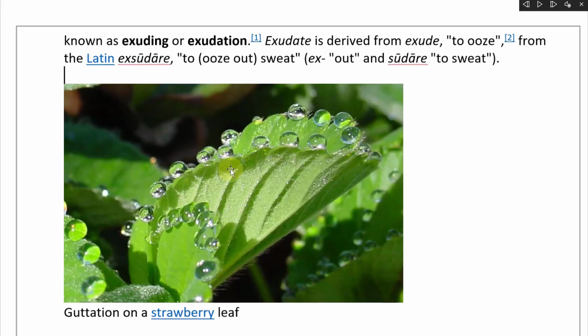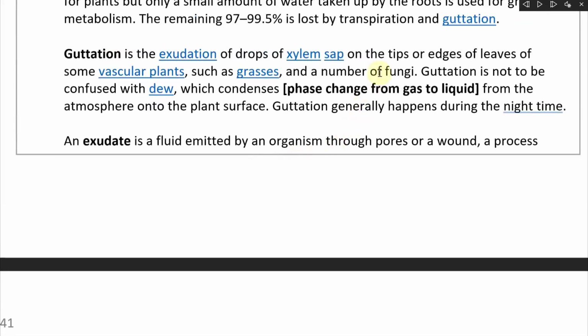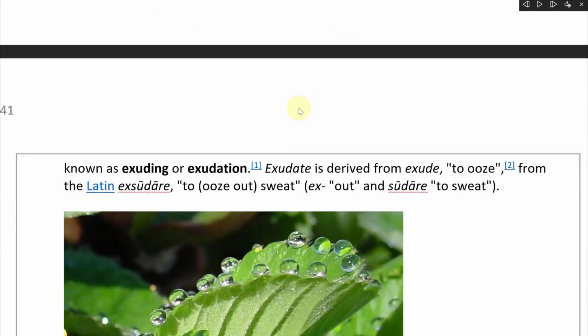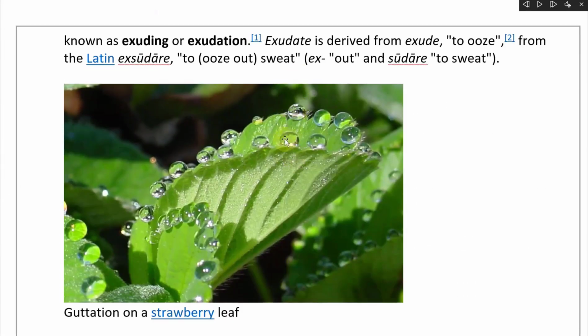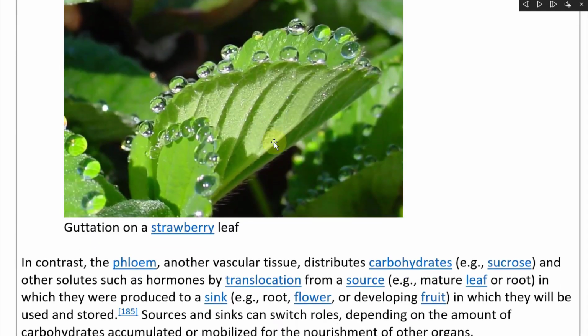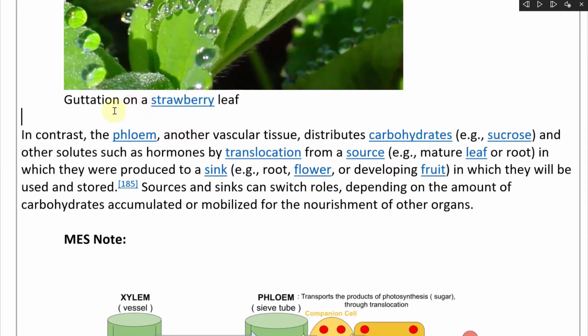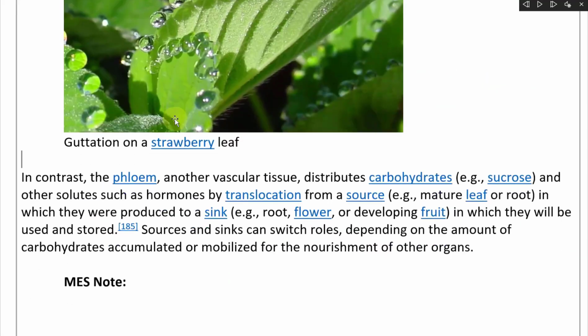So yes, not to be confused with dew, which is the gas to liquid condensing. Usually at nighttime when it's a bit cold, once the vapor touches the object, it might freeze up quickly from going from gas to liquid. Very interesting. All right, so let's take a look at this.